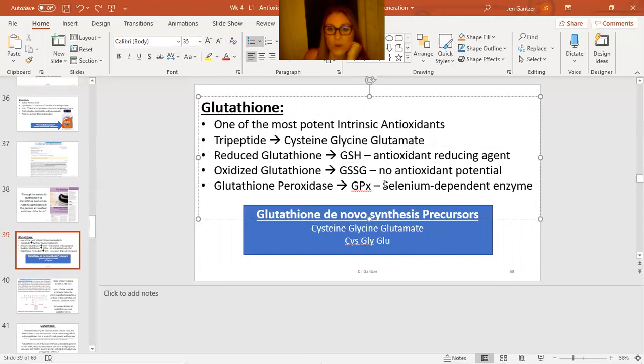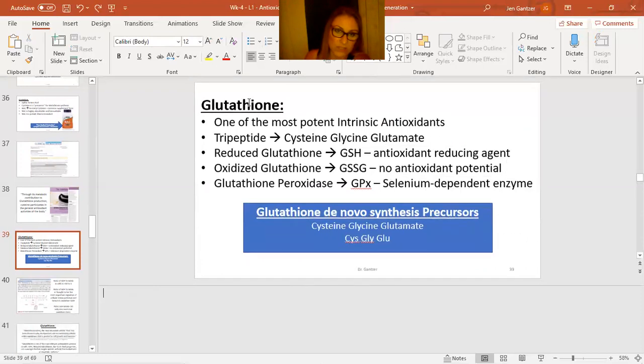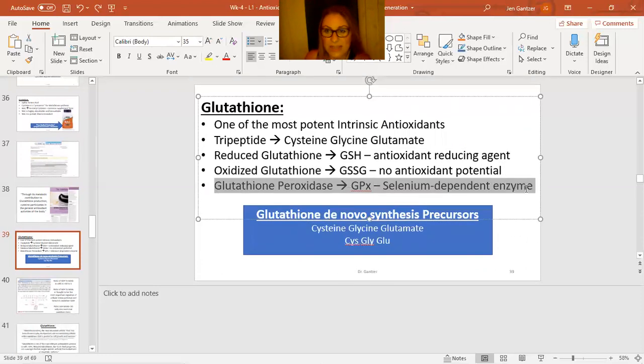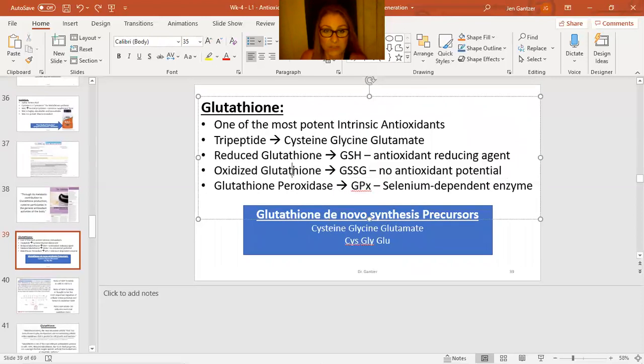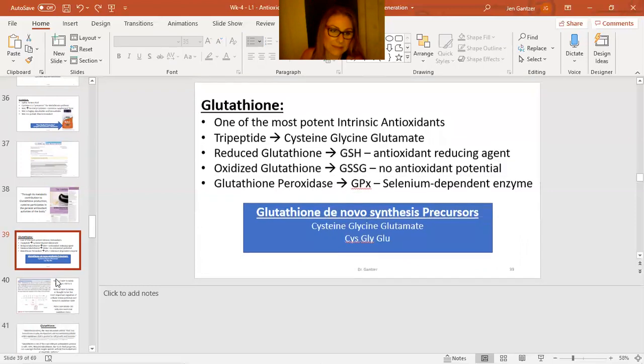And then this is going to be a selenium-dependent enzyme. Right now we're introducing glutathione. We learn this enzyme system next, so those details will come forward. For the moment, I want you just to get used to the abbreviations. One more time: reduced glutathione, GSH; oxidized glutathione, no antioxidant activity, no hydrogen atom, that's GSSG, which is why it's oxidized. And then your glutathione peroxidase is your GPX, okay?